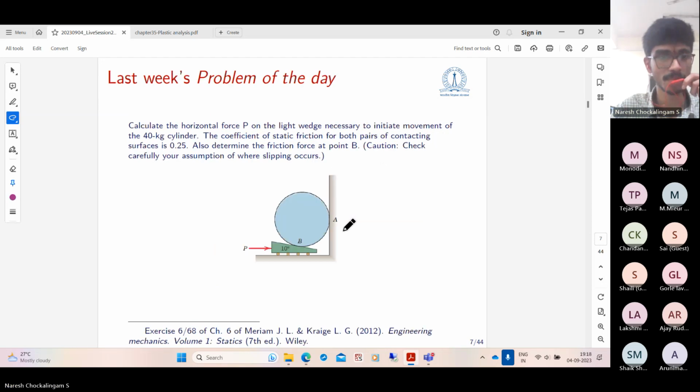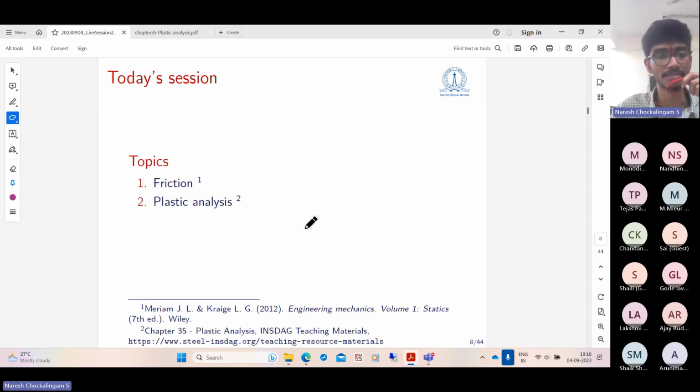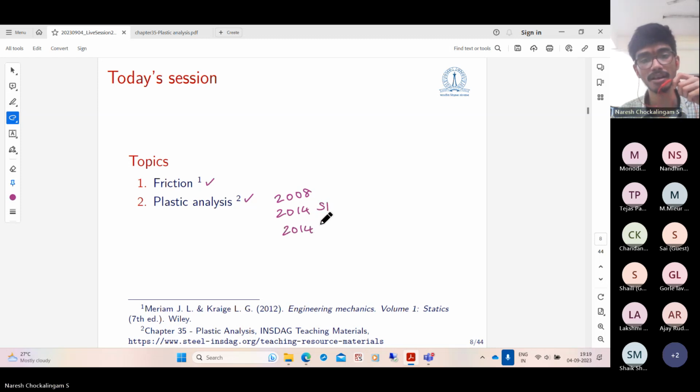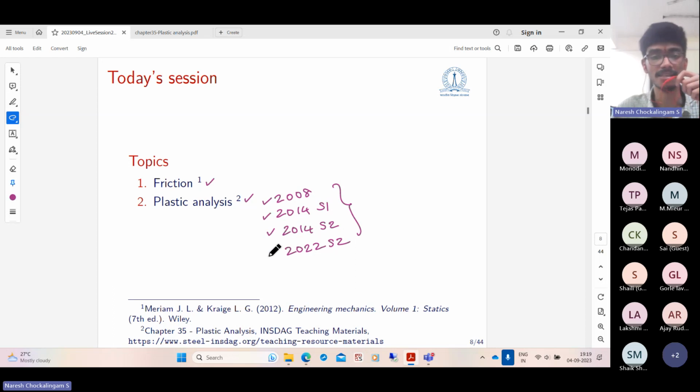Before that, let us solve last week's problem of the day. We were running short of time, so we couldn't solve this nice, interesting friction problem. We'll solve this also today. Let us get started with today's session. Topics we'll be looking at are friction problems and plastic analysis. Friction has been asked in GATE several times, and for plastic analysis I think there have been repeated questions: one in 2008, then 2014 set 1 and 2014 set 2, and also in 2022 set 2. We'll eventually be solving all these questions. In today's session, we'll solve this, this, and this. This one maybe we can look at in the next session.